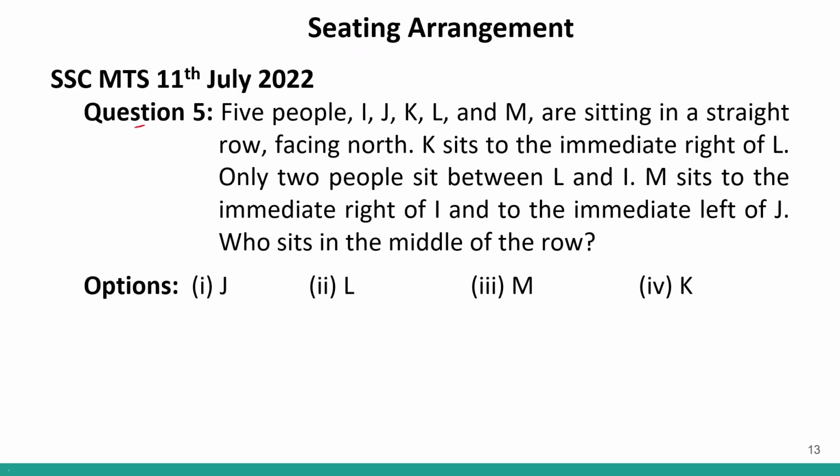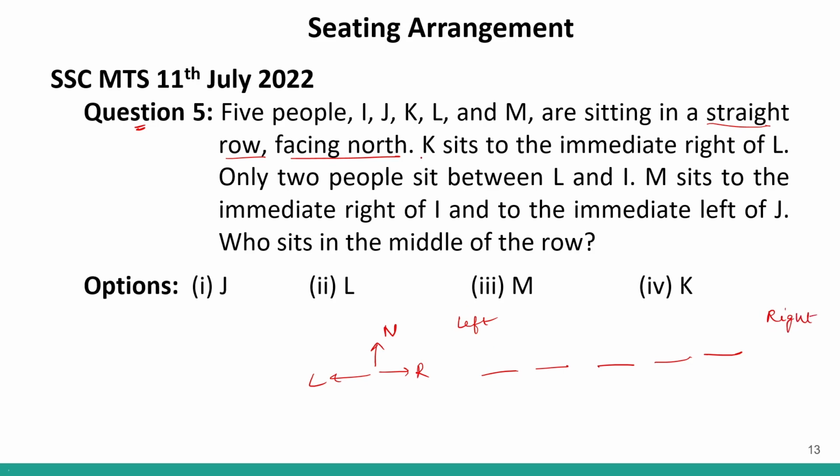Coming to question number 5. Question number 5 says 5 people are sitting in a straight row facing north. So again, a linear seating arrangement question. They are sitting facing north. So this will be your right side and this will be your left side, correct? 5 people. So 1, 2, 3, 4, 5. 5 people sitting in a row facing north. So this will be my left hand. This will be my right hand.